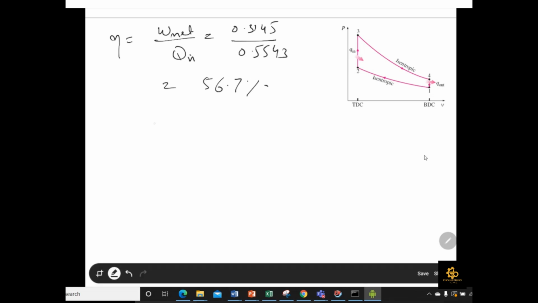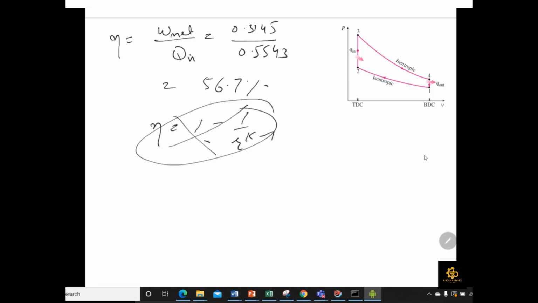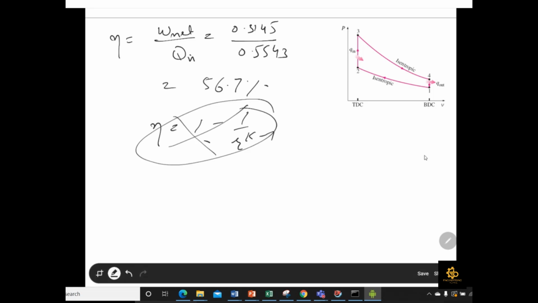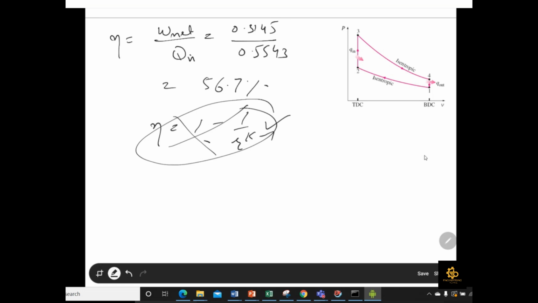And remember that we already developed one equation, which is 1 minus 1 over r to the power k minus 1. This equation is not valid whenever a polytropic expansion process is mentioned in your question, because this equation is developed for two isentropic processes. So you cannot just put in the value of r and use this type of equation. Okay, so now coming towards part number D.